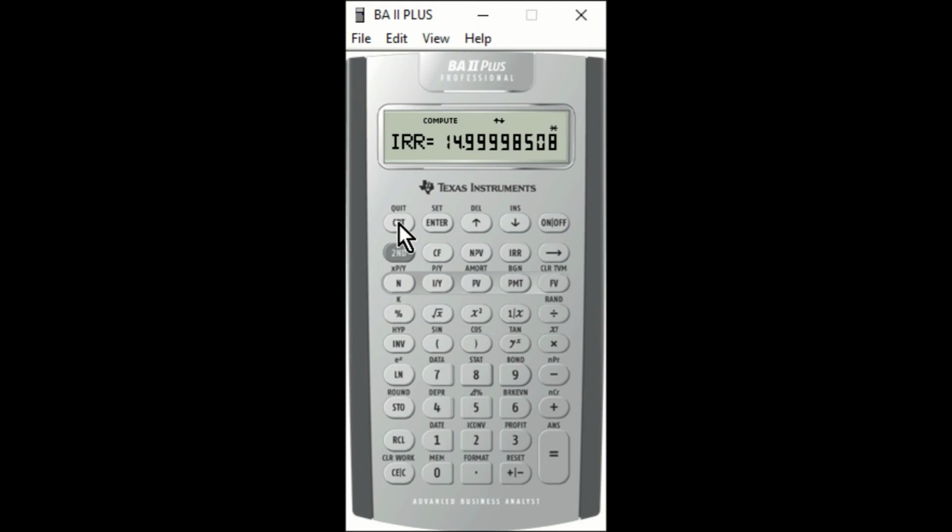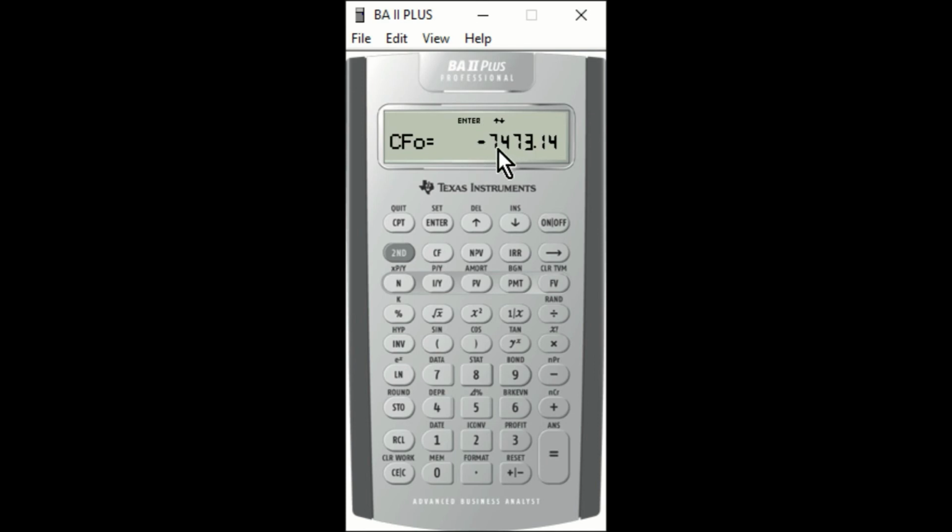It says compute. So we'll press compute, and the answer is very, very close to 15%, because all we're doing is asking the calculator if we paid $7,473 and we got that cash flow back, what's our rate of return? Well, the $7,473 was calculated using a required rate of return of 15%, so that makes perfect sense. But what happens if we pay more than $7,400? What happens to the IRR?